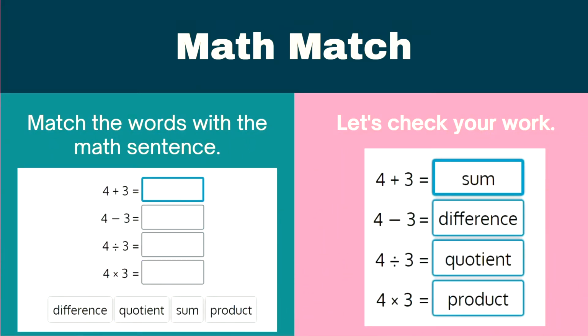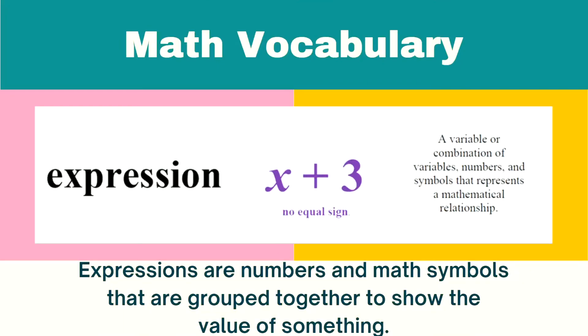Now let's go ahead and add on some additional definitions that we need to know. Our next definition is expression, okay? An expression is simply when we group numbers and math symbols together to show the value of something. A really important note is that expressions do not have an equal sign. So we'll see lots of expressions today as we work, and we'll also have to create some expressions based on the visual model that we see. It'll make more sense when we get into the math.